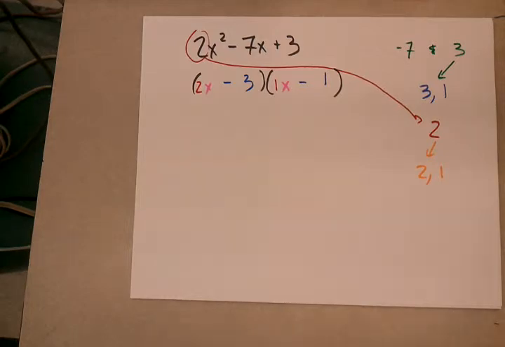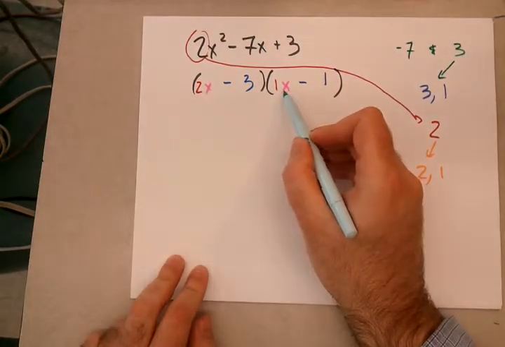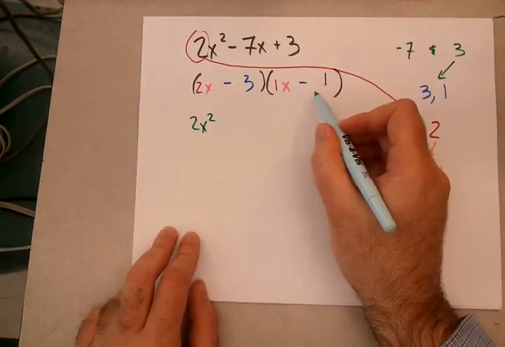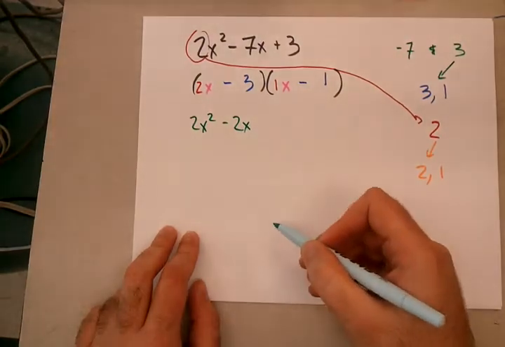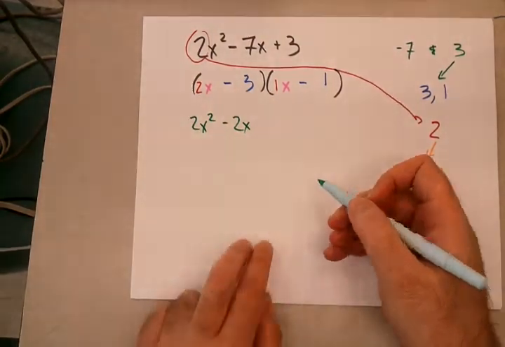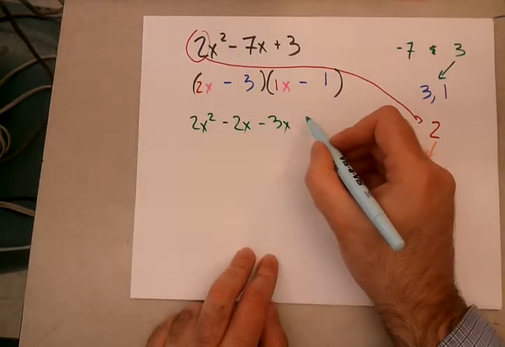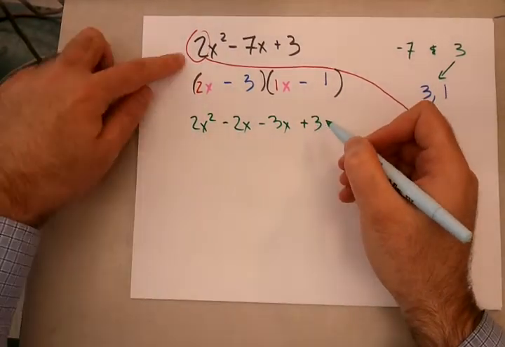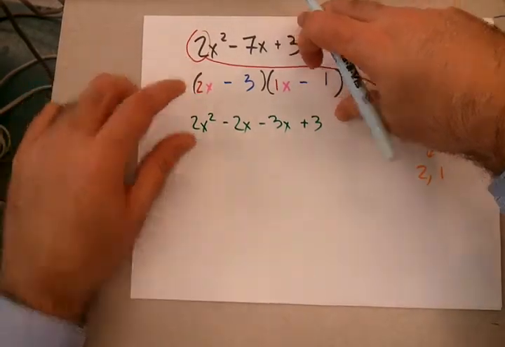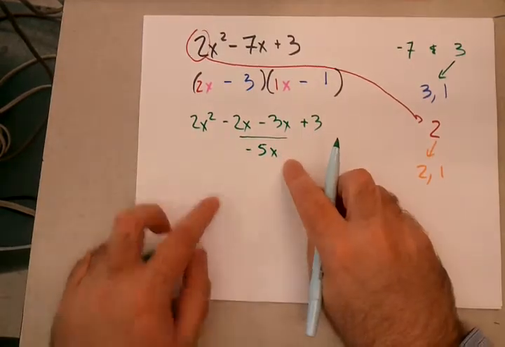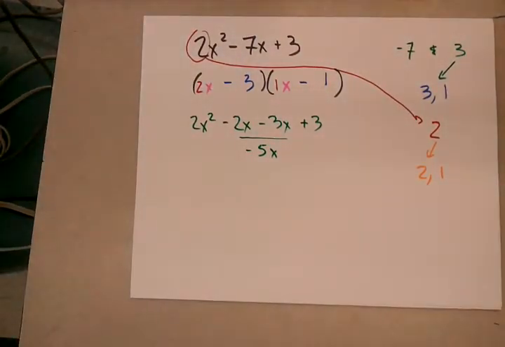So let's go ahead and FOIL. 2x times x, that's 2x squared. Good. 2x times negative 1, that's negative 2x. Okay. Negative 3 times 1x, that's a negative 3x. Okay. Negative 3 times negative 1, that's a positive 3. So we got that. Good. We got that. Good. But when we simplify that, we actually get negative 5x. Nope. That's not quite right. Which means that while our numbers and our signs are right, the order was not.